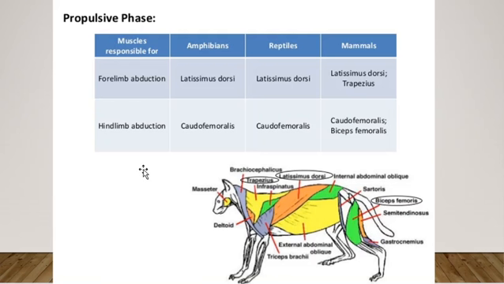In hind limb abduction, in amphibians, caudofemoralis. Also in reptiles and mammals, caudofemoralis. But in mammals, there is an additional muscle, the biceps femoralis.